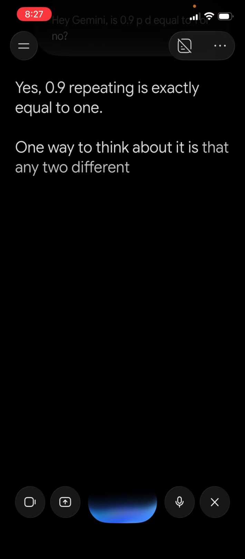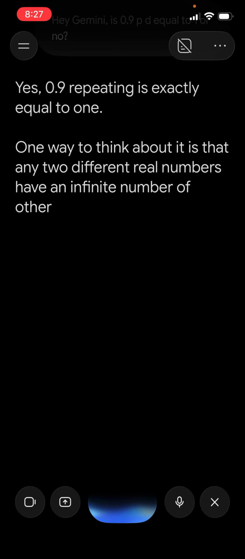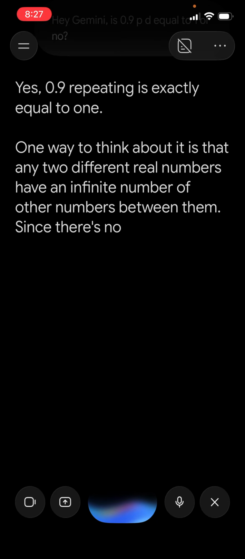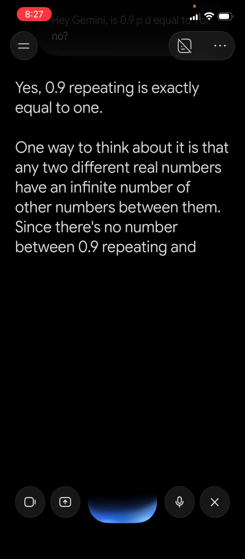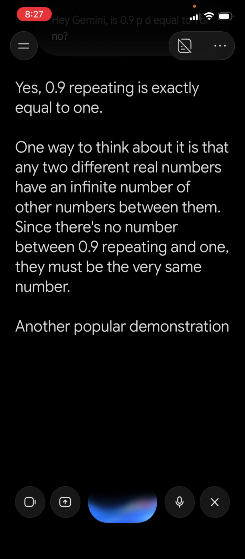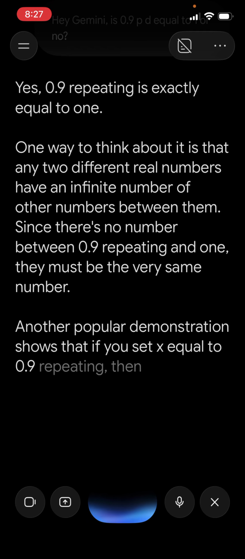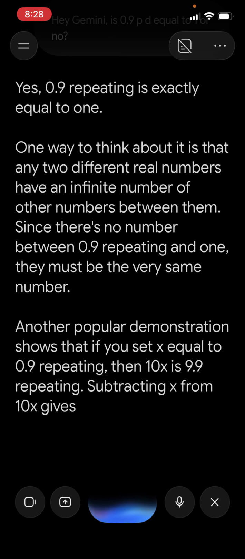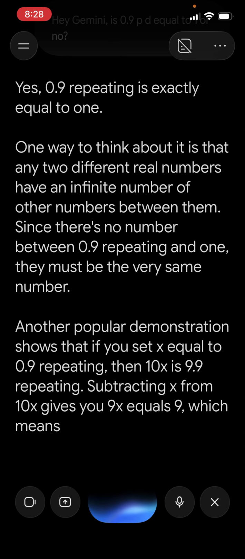One way to think about it is that any two different real numbers have an infinite number of other numbers between them. Since there's no number between 0.9 repeating and 1, they must be the very same number. Another popular demonstration shows that if you set x equal to 0.9 repeating, then 10x is 9.9 repeating. Subtracting x from 10x gives you 9x equals 9, which means x must be 1.